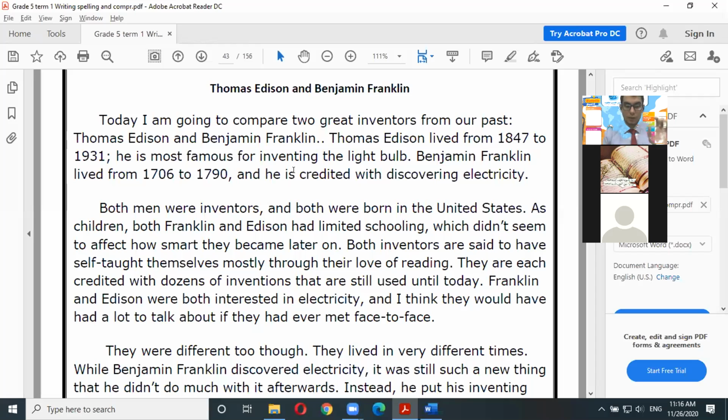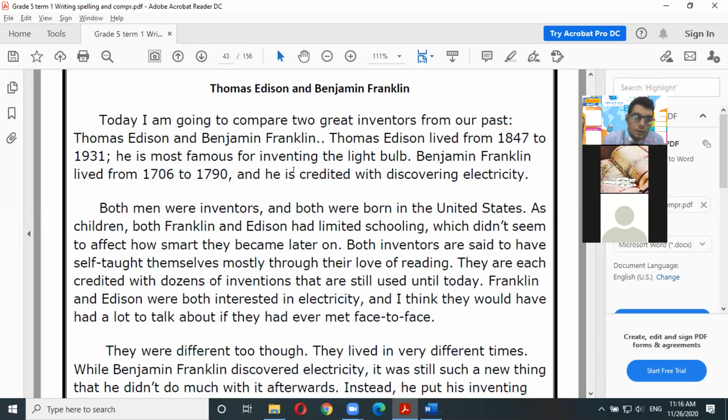So Khalid, here we're comparing Thomas Edison and Benjamin Franklin. Can you please read the first paragraph? Okay. Today I'm going to compare two great inventors from our past, Thomas Edison and Benjamin Franklin. Here you have to stop for a minute. When you read, Khalid, when you find any punctuation mark, you stop, either a long stop or a short pause. Okay?